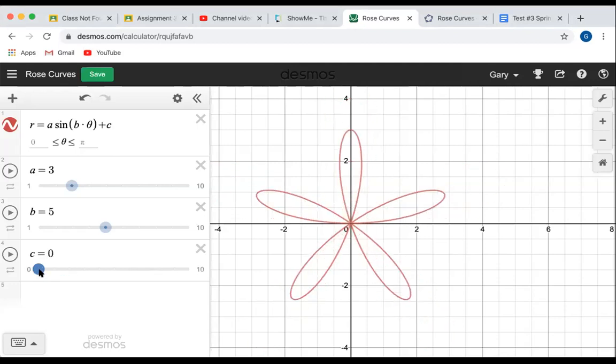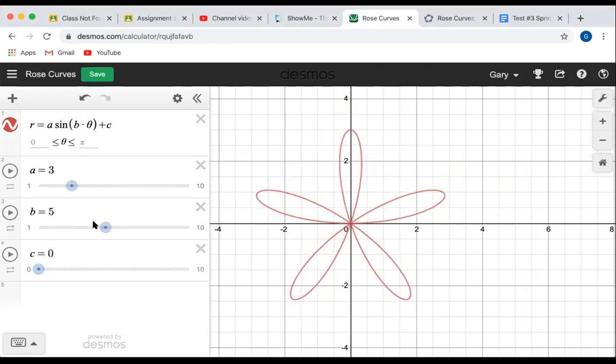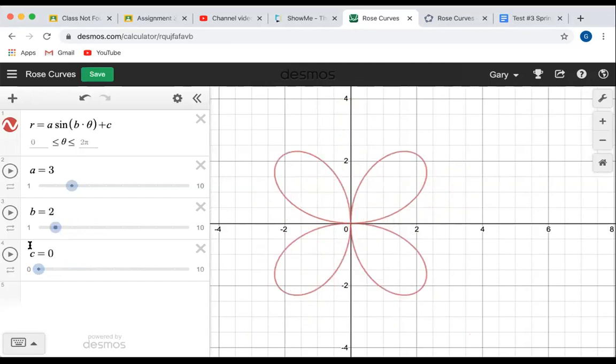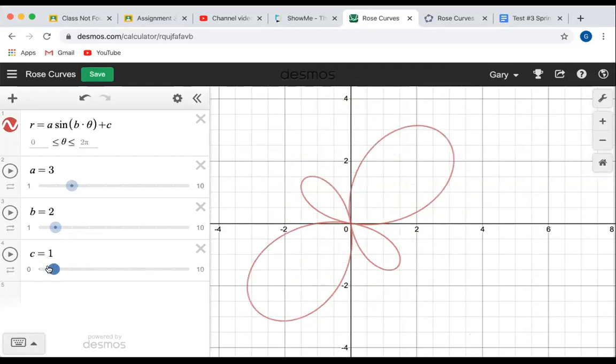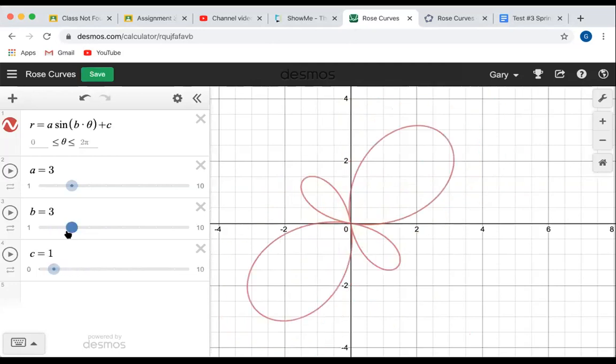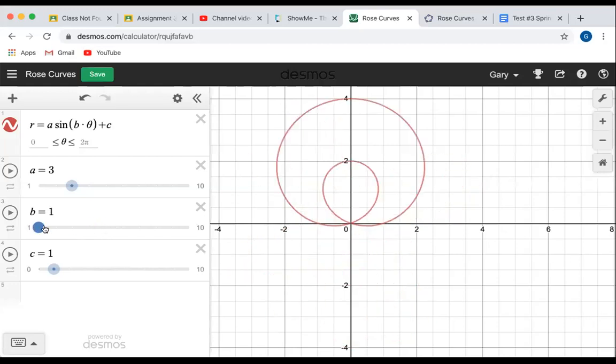You can see it by messing around with C. So if B is odd and C is 0, you get 5 petals. But if C is not 0, you get petals inside of the petals. And if B is even, like if B is 2 before, remember we had this guy? That one has double the petals, but the small ones are in between the big ones, you can see. So here we go. I think this is pretty good to see how this works.